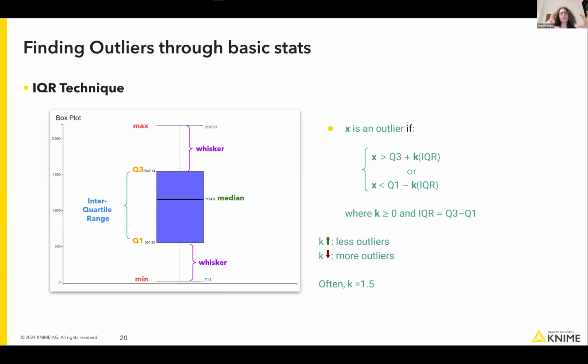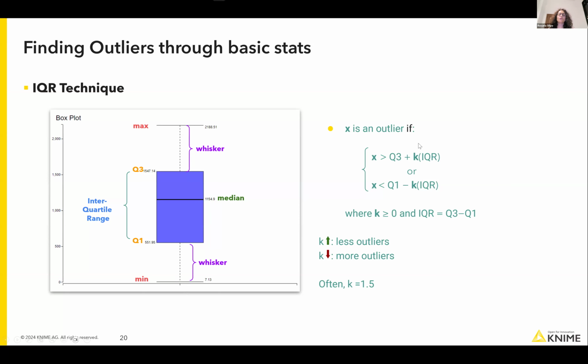So if you calculate the distance between the first quartile and the third quartile, this is called the interquartile range. The idea of an outlier is something that is very far away from the third quartile or below the first quartile. So how do we translate this very far away? Everything that is k times the interquartile range above the third quartile and k times the interquartile range below the first quartile is identified as an outlier. It's as easy as that.